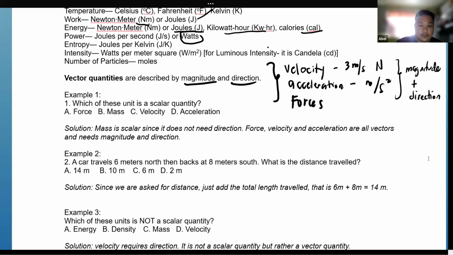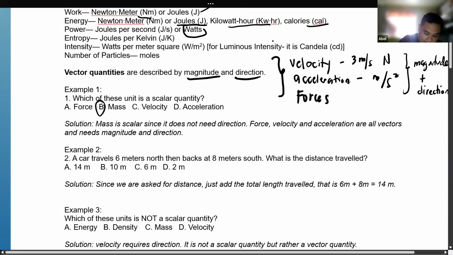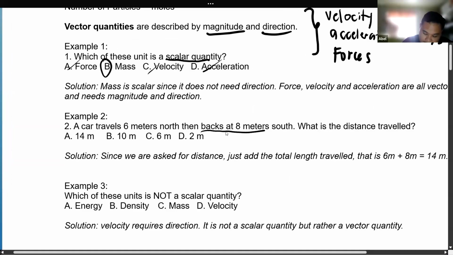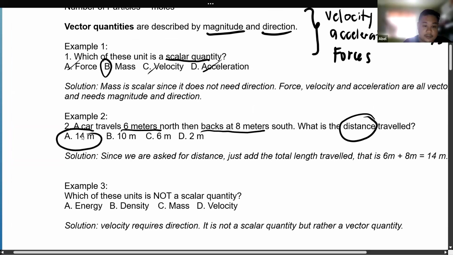Example 1. Which of this unit is a scalar quantity? Of course, the answer here is letter B, mass, because it doesn't need direction. Force, velocity, and acceleration are all vector quantity. Okay, next, number 2. A car travels 6 meters north, then backs at 8 meters south. What is the distance traveled? Take note, distance, it is a scalar quantity. We are not asked for displacement. So once we ask for the distance, we just add them up. So the answer here is letter A, 14 meters.